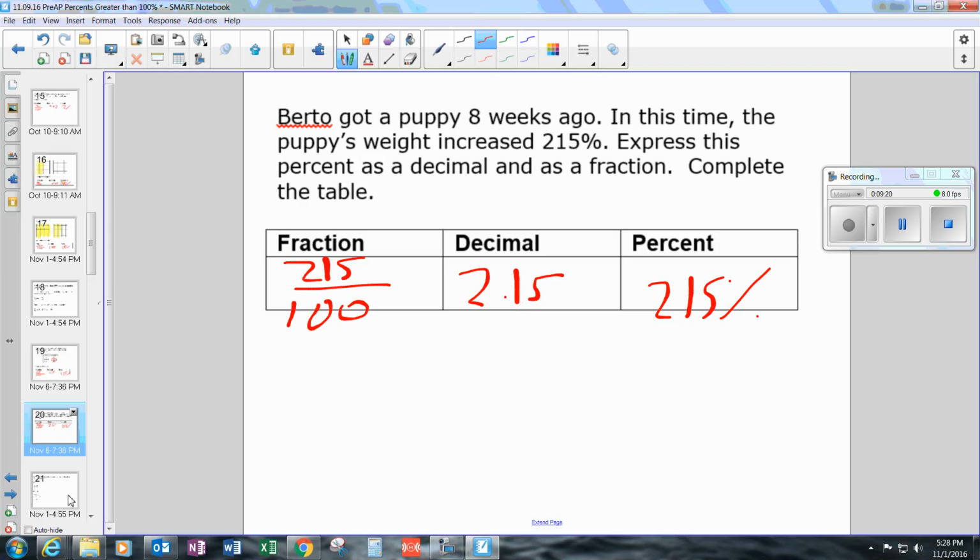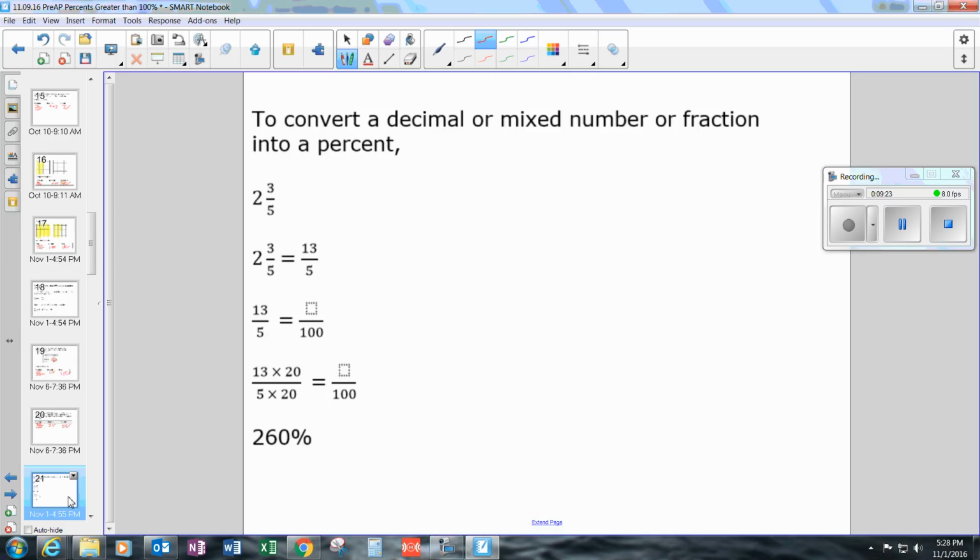But what now if we are given a mixed number or fraction? Can you tell me what percent it is? For example, if you have the mixed number of 2 and 3/5, how would you write this as an improper fraction? 5 times 2 is 10. 3 more is 13/5. Now, how do you write this 13/5 as a percent? How can you build this up to 100%? Times 20. So 13 times 20 is 260, or 260%.